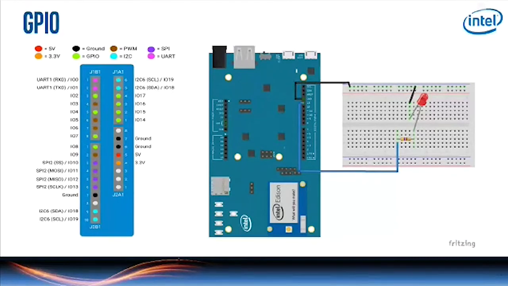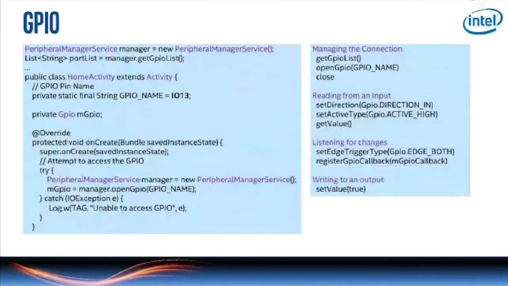And here we have pin 13, which is IO13 right here. This is connected to the LED. So we have to ask for that pin. So we take an instance of the peripheral manager service, and right here we say the GPIO name, IO13, manager.openGpio(GPIO name). That's all you need to do to get to that LED.